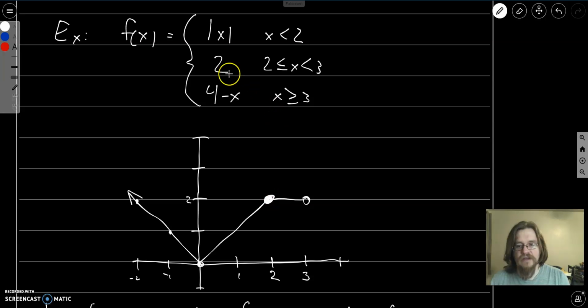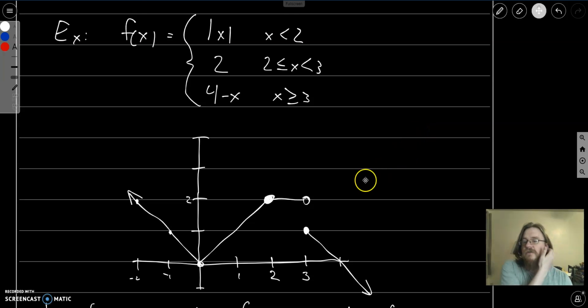And then the last part, we've got 4 minus x for x greater than or equal to 3. So the slope is going to be negative 1, so it's going to be going down and to the right. And the y-intercept is going to be 4. So here's the y-intercept, and if we go 1 down and 1 over, our function is going to start here and then continue like this. So again, this includes x equal to 3, so I've got a closed dot there.